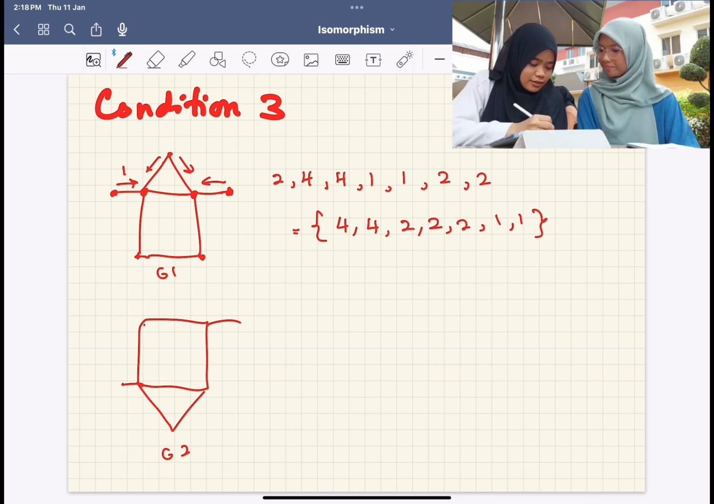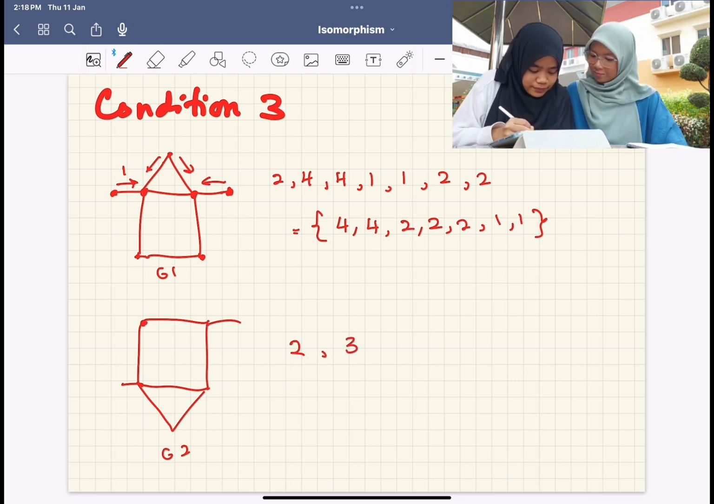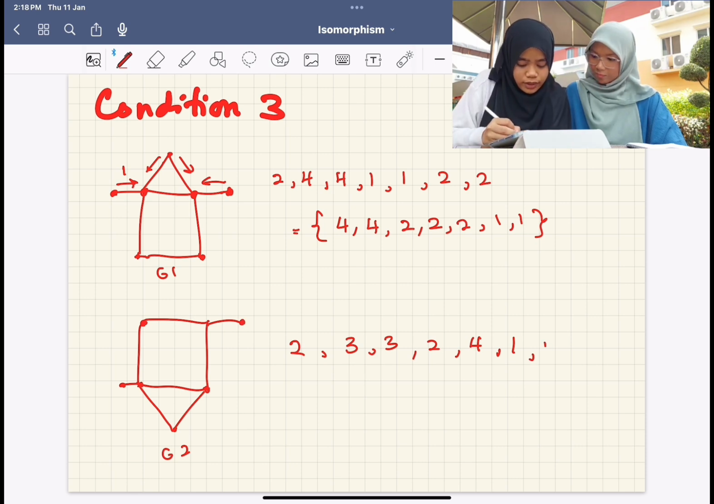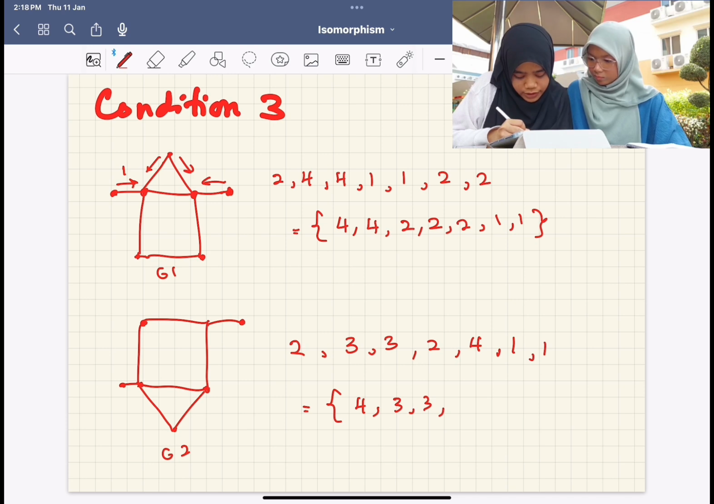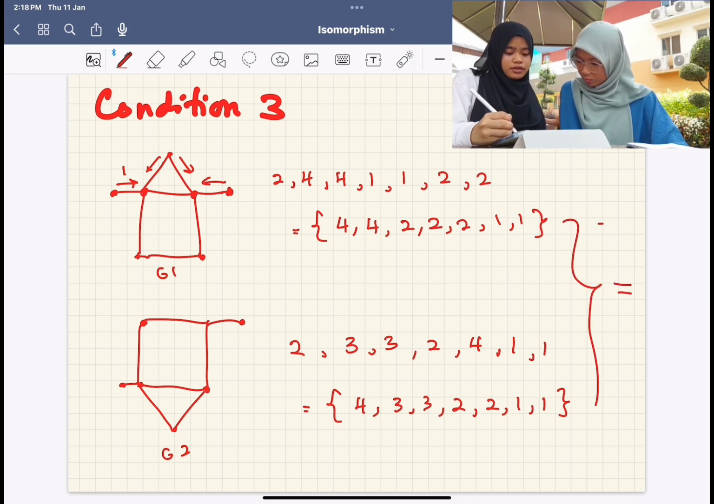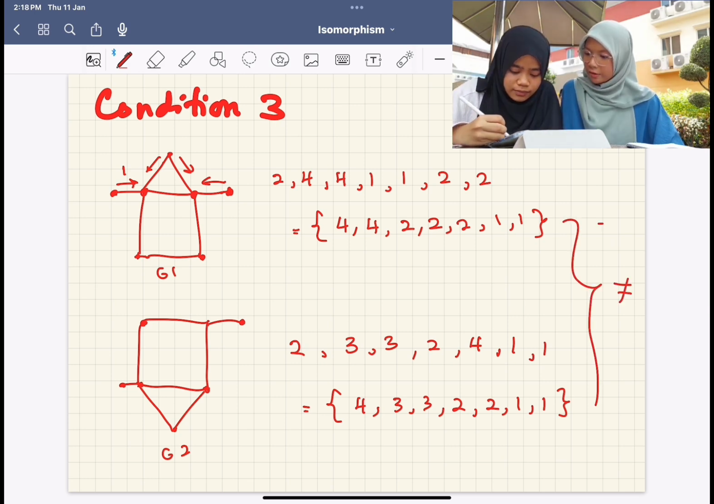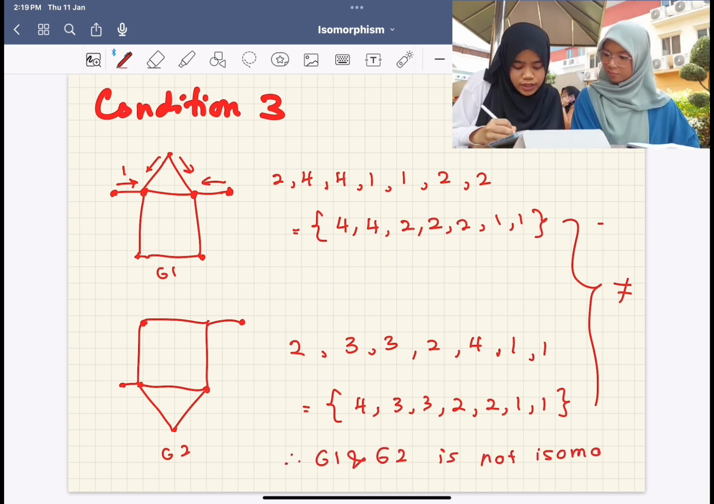Now we will look at the second graph. The degree of the vertices is 2, 3, here is 2, here is 2, 4, here is 1, and here is also 1. And when we arrange it from highest to lowest, we get 4, 3, 3, 2, 1, and 1. So from here we can see that they are not the same, right? Yes. They have very significant differences. Therefore, we can say that graph 1 and graph 2 do not satisfy the third condition. Graph 1 and graph 2 are not isomorphic.